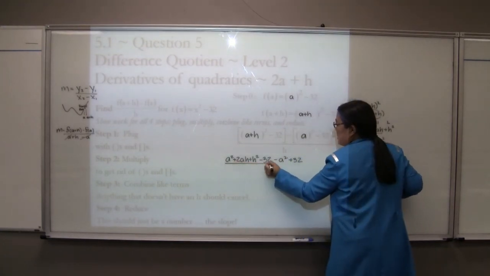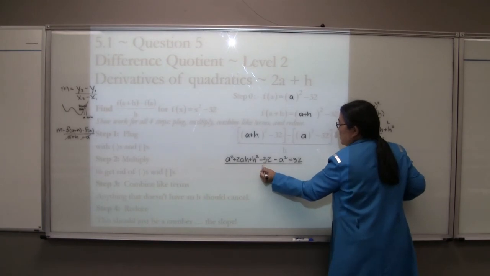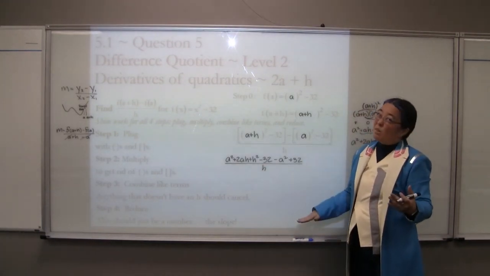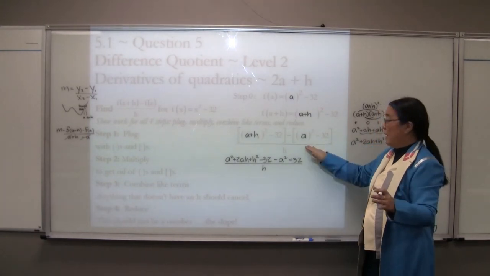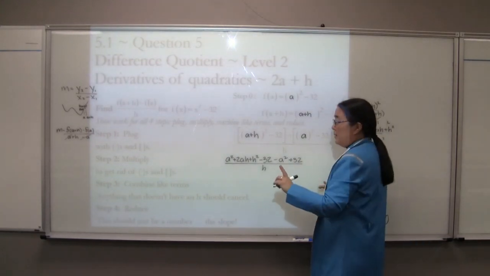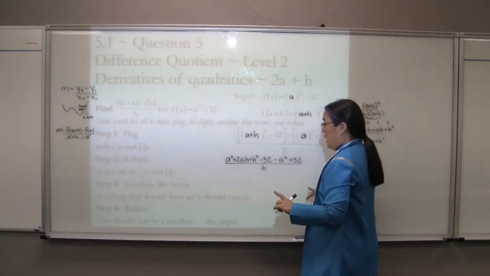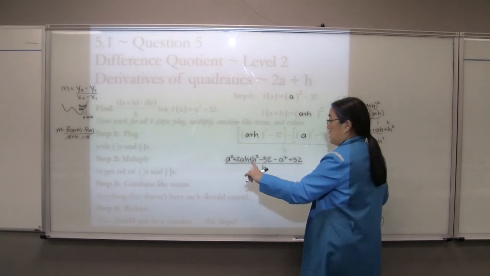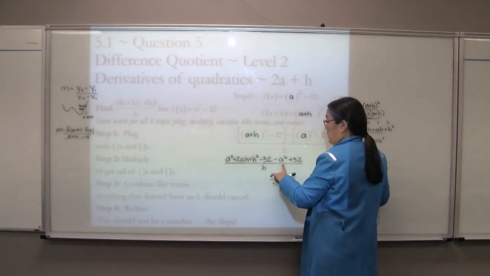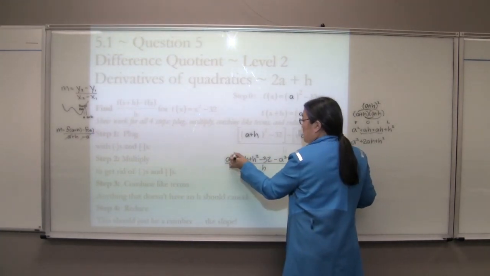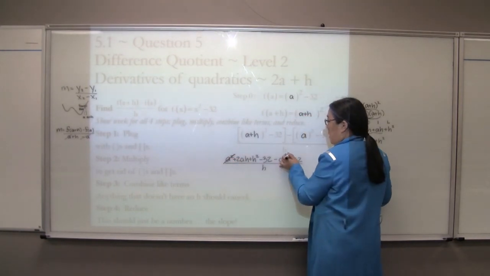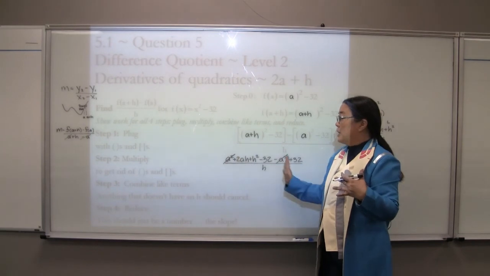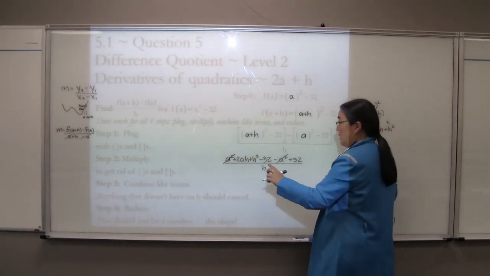We have to keep this over h because, especially to prepare us for chapter 6, we don't want to have the amazing disappearing, reappearing denominator. We have to keep that on there. Then, we're going to combine like terms. Anything that doesn't have an h should cancel. That is a good thing to know. This a squared and that a squared will cancel. If it helps you, you can cross them out, but please cross them out in a way that your teacher can still see that you wrote them there in the first place.